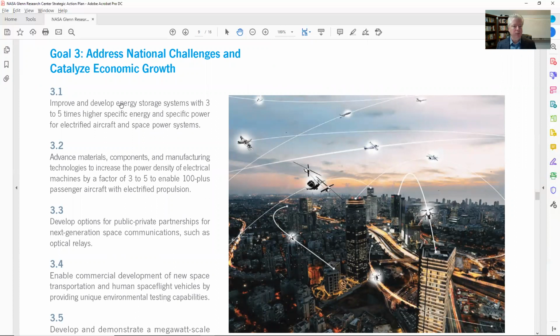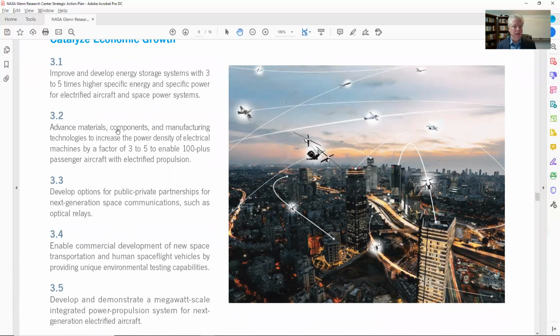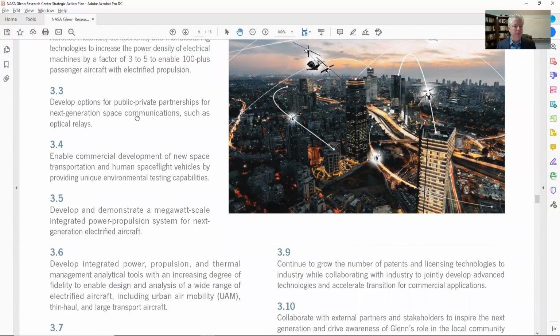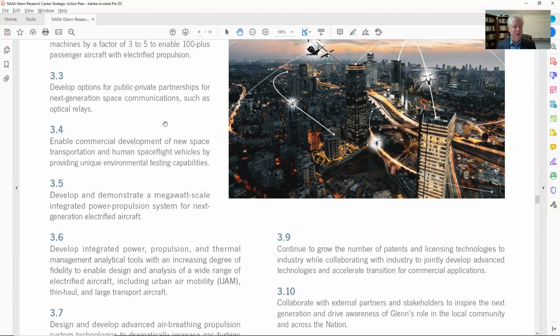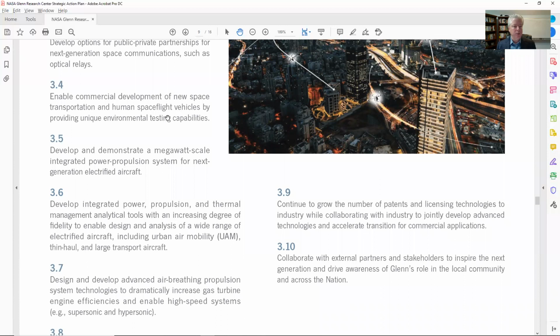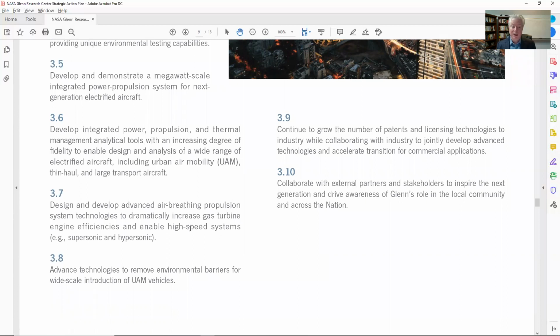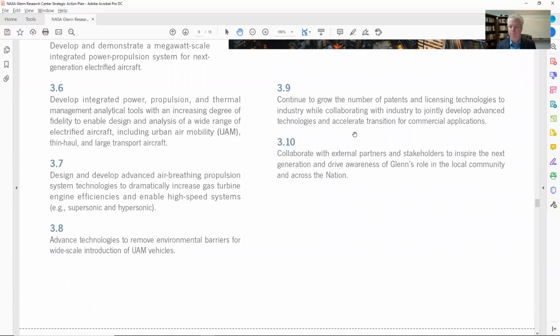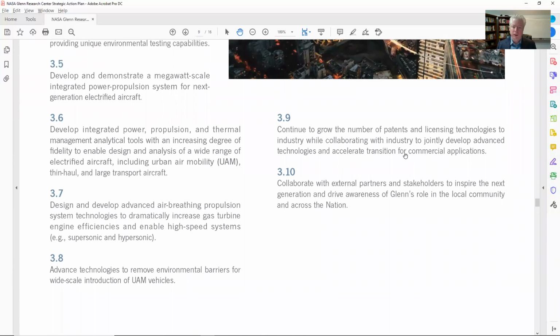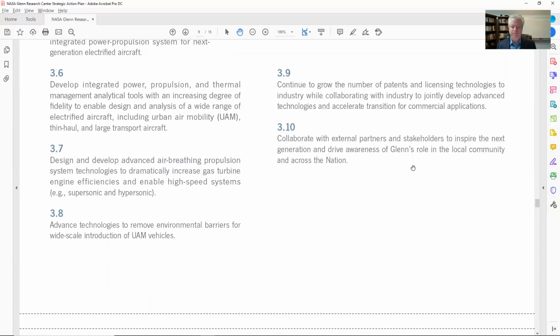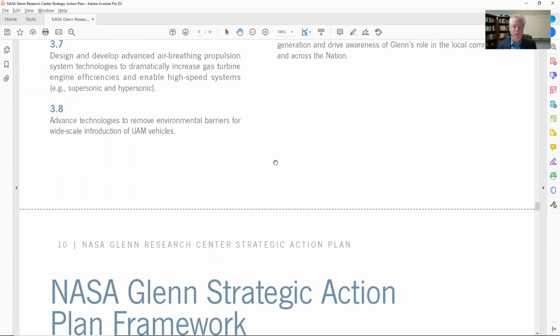Okay, so improve, develop energy storage, no. Advanced material component, no. Develop options for partnerships for space communication, no. Enable commercial development of new space transportation, SpaceX, I guess. Develop, demonstrate megawatt, develop integrated power. I'm seeing a lot of no, because this is very advanced technology related to space exploration. Continue the growth of patents, licensing, collaboration. No, none of that fits with what my customer does.